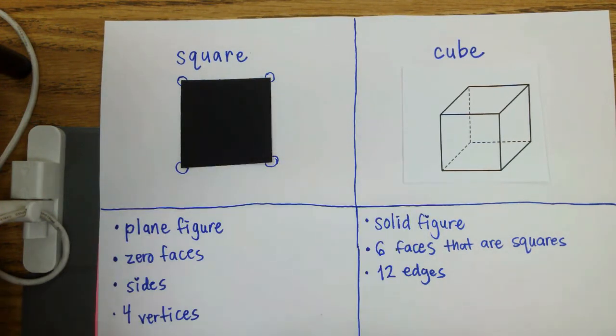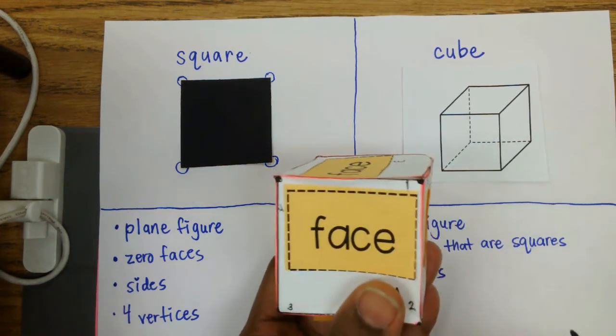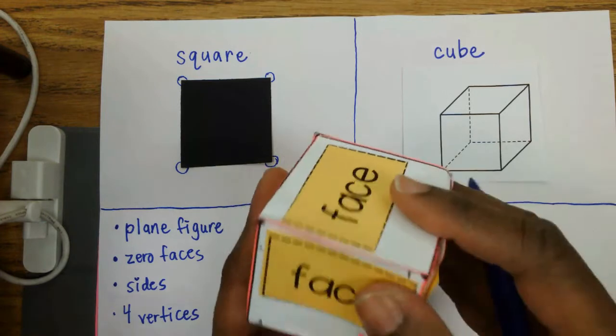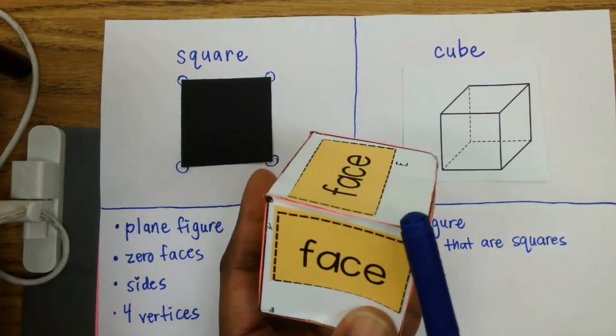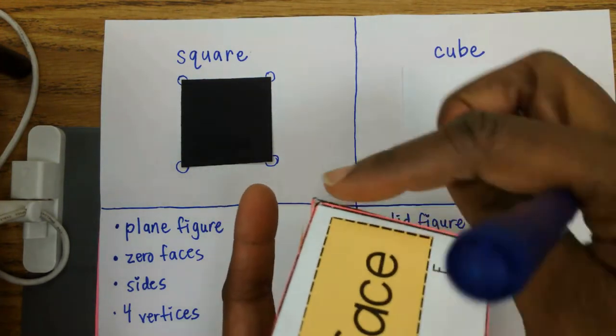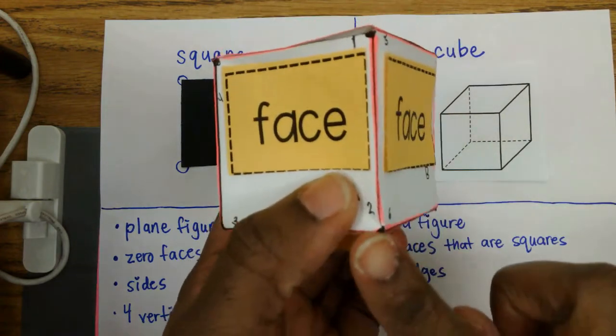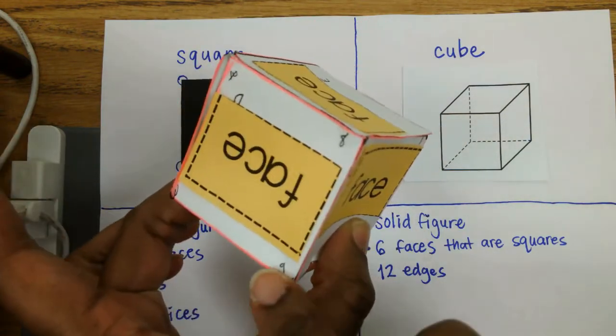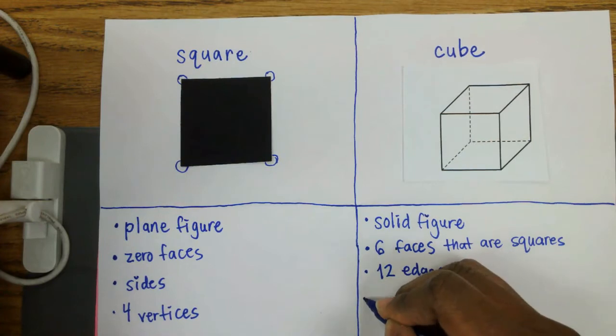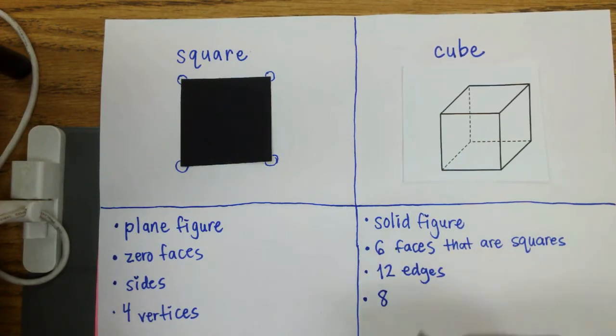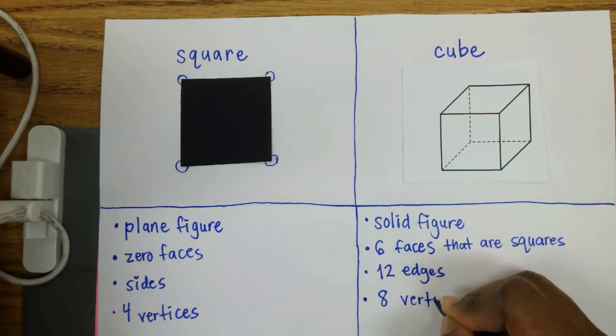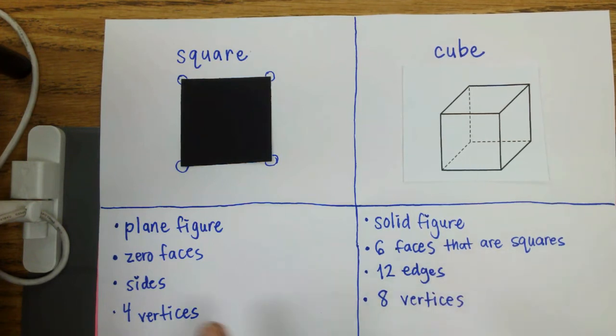All right, let's find out how many in the cube. Find my reference point. 1, 2, 3, 4, 5, 6, 7, 8. 8 vertices. And I'm matching them up so I can easily compare.